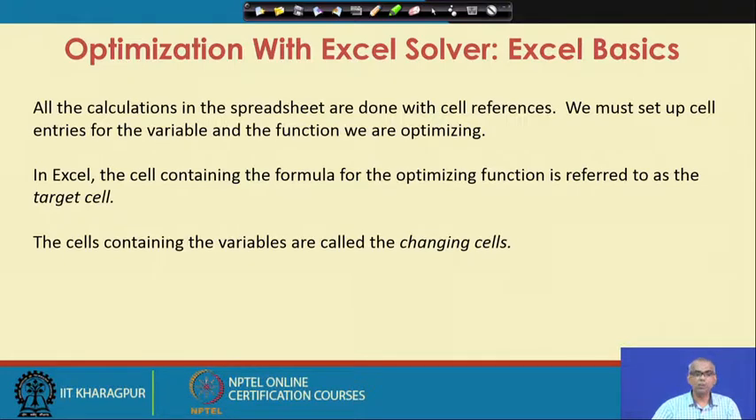So, target cell contains the objective function. The cells containing the variables are called the changing cells. So, target cell contains the objective function and changing cells contain the variables that you are going to find out as a solution of the problem.